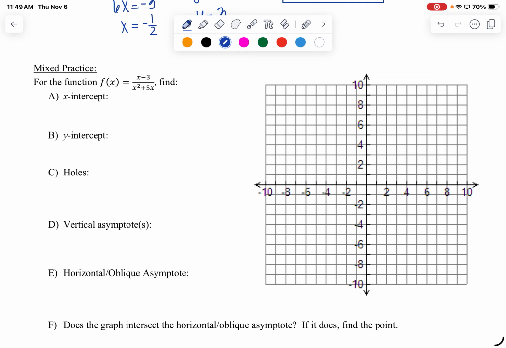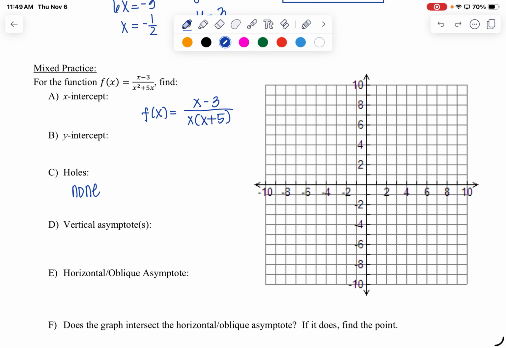All right, so are there any holes in the graph? I'm going to factor this completely and see if there are any common factors. X minus 3 is not factorable, but the denominator is x times x plus 5. There are no holes in the graph because no common factors cancel from the numerator to denominator.